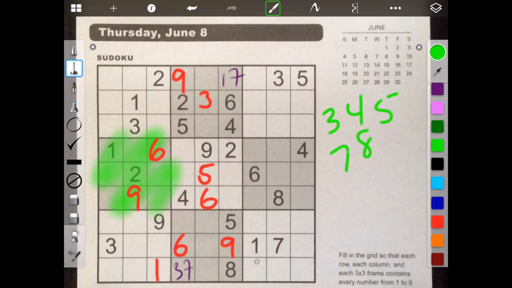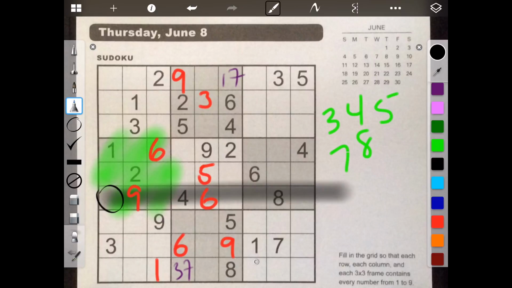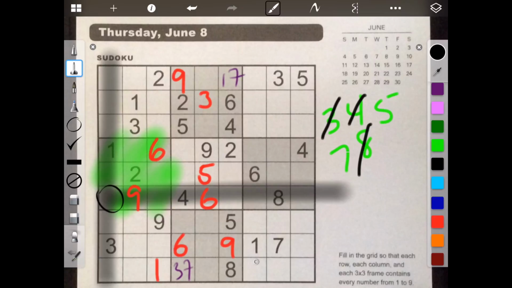3, 4, 5, 7, 8. So if we look at this spot, we have the 8 going there. We have the 3 going there. So we have 4, 5, 7. We have a 4 as well. So 4, 3, and 8 are canceled out.